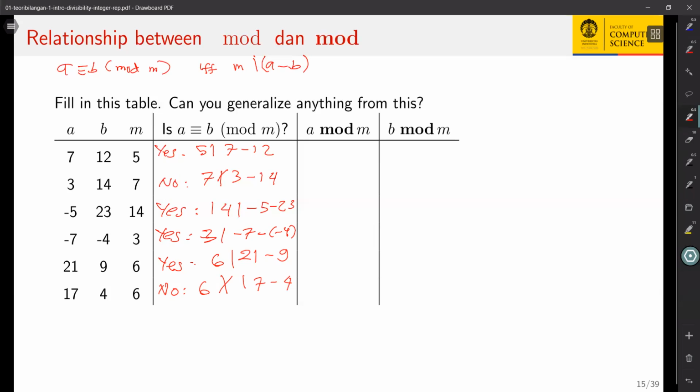Now, what about the mod? What would be A mod M? What would be 7 mod 5? 2, sir. 2, right? How about 12 mod 5? 2 also. Yeah, good. How about this one? 3 mod 7. It's a 3, sir. And then 14 mod 7. 0, sir. Yes. Okay. So how about this one? Can you guess what will be the answer if you fill this out?